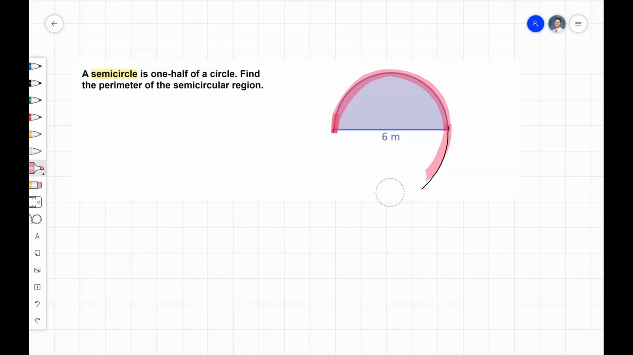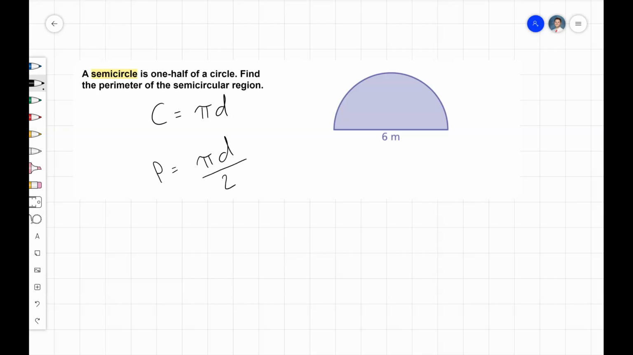But the other piece we need to remember is that if we find half of our circumference, we also have this piece here, the diameter, 6 meters, that would make the rest of the perimeter. So what we're going to do is find half of our circumference, and then we're also going to add those 6 meters there to find our perimeter. Let's look at that. We know that circumference is equal to pi times the diameter, and our diameter here is 6, but the perimeter is going to be half of our circumference. So our perimeter will be pi times the diameter divided by 2, and then we're also going to add the 6 meters here, which is our diameter.